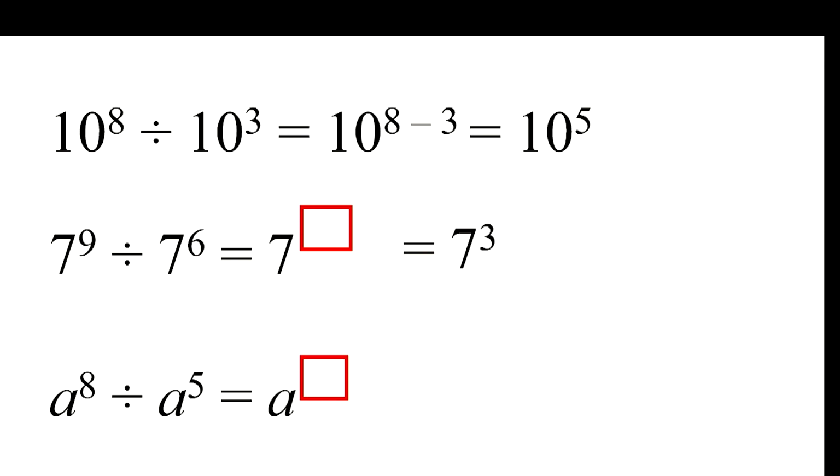Can you tell me about a to the power of 8 divided by a to the power of 5? What about the base in this case? a is the base. Then how do we find the final answer? What will be the difference between 8 and 5? Yes, you are right. The difference of 8 and 5 is 3. 8 minus 5 gives us 3. Therefore, a to the power of 8 divided by a to the power of 5 is equal to a cubed.